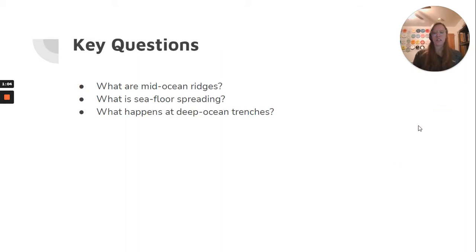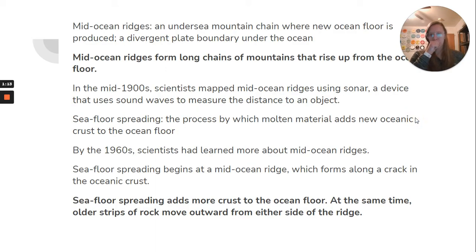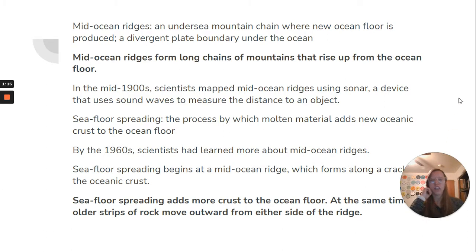Okay, 3 key questions today. What are mid-ocean ridges? What is seafloor spreading? And what happens at deep ocean trenches? So, a mid-ocean ridge is an undersea mountain chain where new ocean floor is produced, a divergent plate boundary under the ocean. So, 2 different things there. The mid-ocean ridges form long chains of mountains that rise up from the ocean floor. In the mid-1900s, scientists mapped mid-ocean ridges using sonar, a device that uses sound waves to measure the distance to an object. So they would know if they hit one because the sonar would hit that.